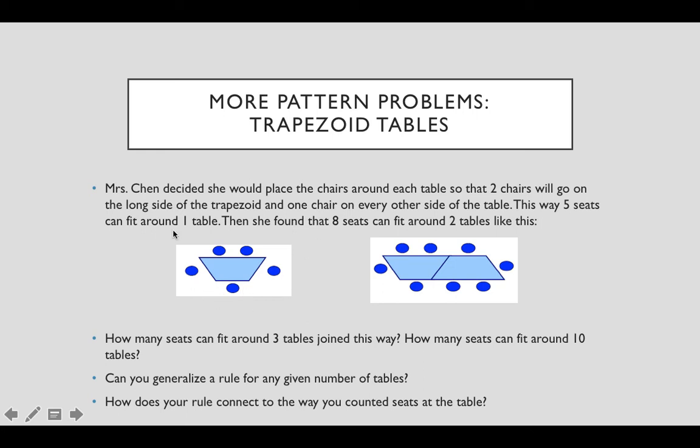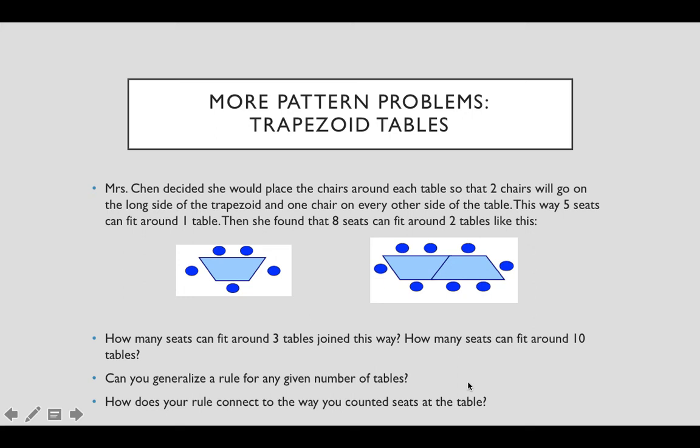This way, 5 seats fit around 1 table. And if she puts 2 tables together like this, she sees that 8 seats, 1, 2, 3, 4, 5, 6, 7, 8 seats can fit around 2 tables. What I'd like you to find out is how many seats can fit around 3 tables? How many seats can fit around 10 tables? Can we generalize a rule for any given number of tables? And then how does our rule connect to the way we counted seats at the table?